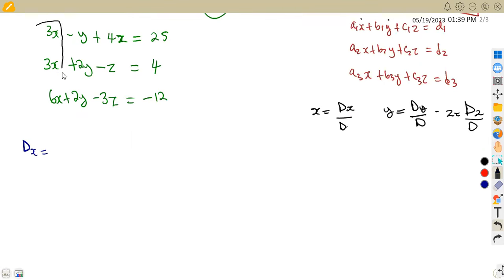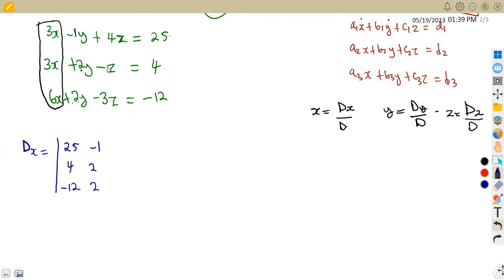This is the part where there is X, and it is the first column that we have here. So this part we replace with the constants. Our constants are 25, 4, negative 12. We are going to substitute the constants, replacing this column as it is. So this is going to be 25, 4, negative 12 like this. So we have replaced X with the constants. For Y, we are going to remain as it is. We are not having Y here, so this part of Y remains as it is. This is the constant here, a negative 1. The coefficient of Y here is a positive 2. So this is positive 2. Here it's positive 2 again.